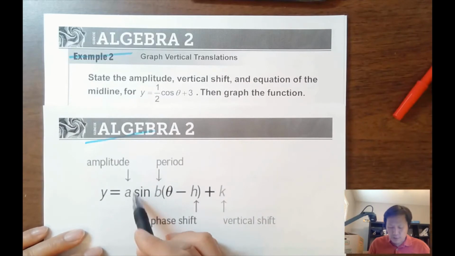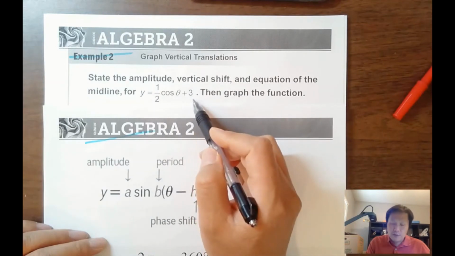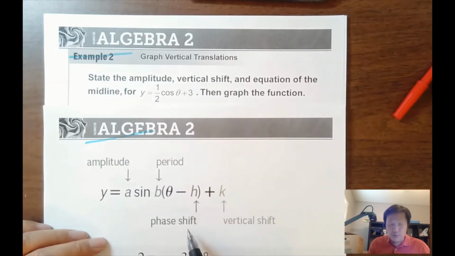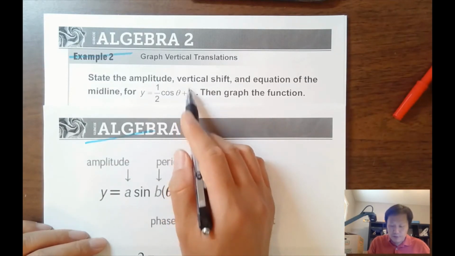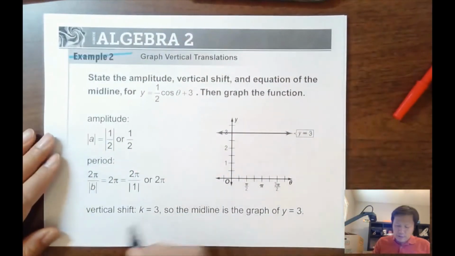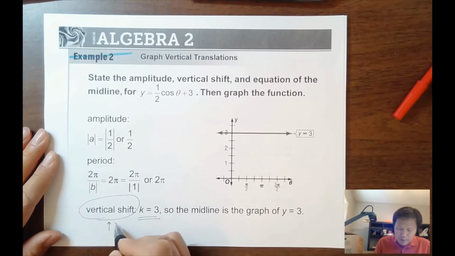So, do you see there's no parenthesis here? So this plus 3 has nothing to do with the phase shift. It has to do with the vertical shift. It's a vertical shift up by 3 because k value is 3. So I say vertical shift. They said k equal to 3. I like to say vertical shift up by 3. That's how I usually want you to answer.